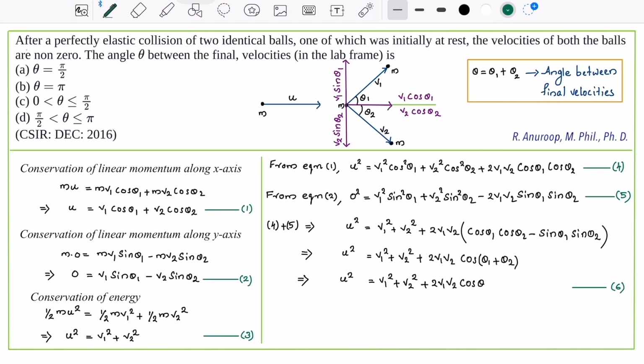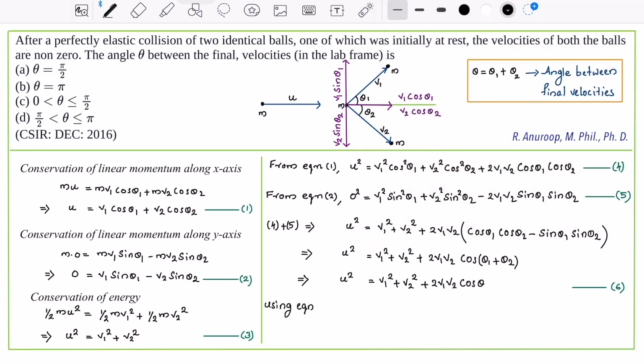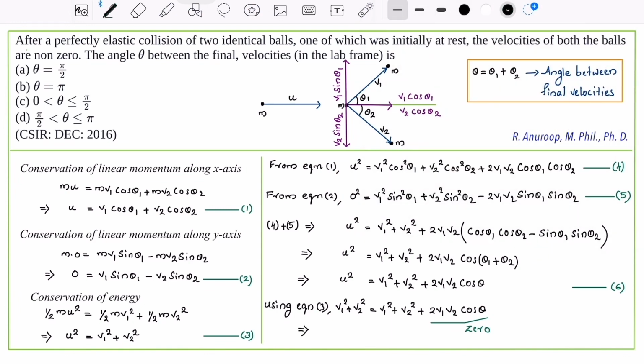Now from equation 3, we have u square is equal to v1 square plus v2 square. Therefore, substitute v1 square plus v2 square in the place of u square. We have v1 square plus v2 square is equal to v1 square plus v2 square plus 2v1 v2 cos theta. Now comparing LHS and RHS, we can conclude that this term 2v1 v2 cos theta should be 0. That is only possible if cos theta is equal to 0, or theta is equal to pi by 2. Hence, from the given options, option A is the right option.